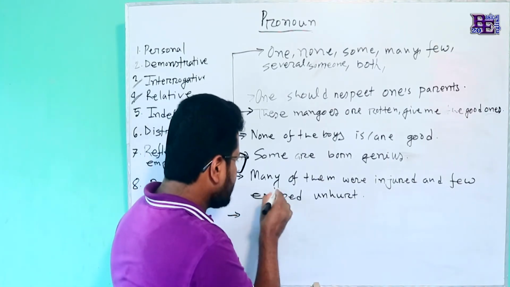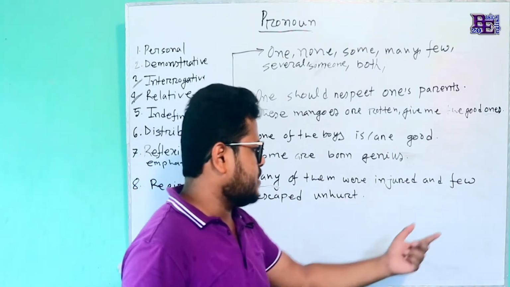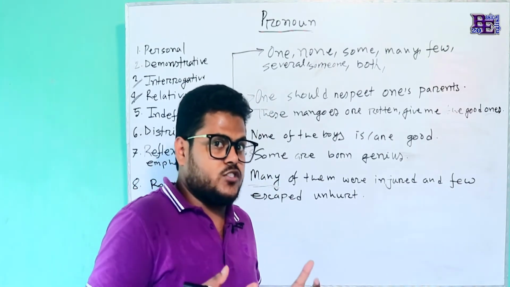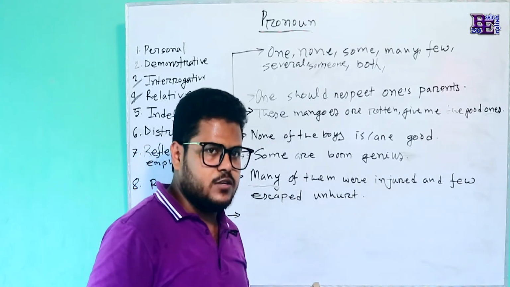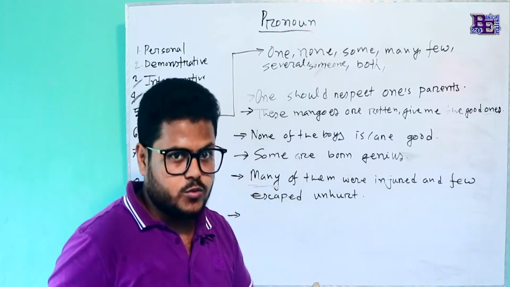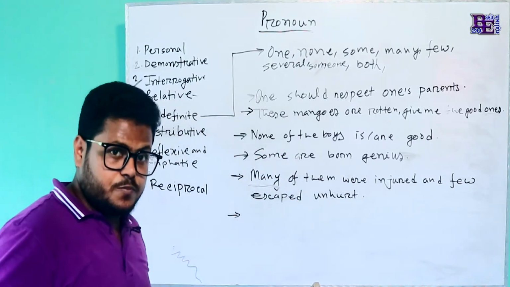That is, many has been used here as an indefinite pronoun, or you can say a few escaped unhurt, but you don't know the exact number. That's why you are saying like this: many and few, they are used here as indefinite pronouns. Hope you have got a clear concept of the indefinite pronoun. Next, move on to the next one, that is the distributive pronoun.